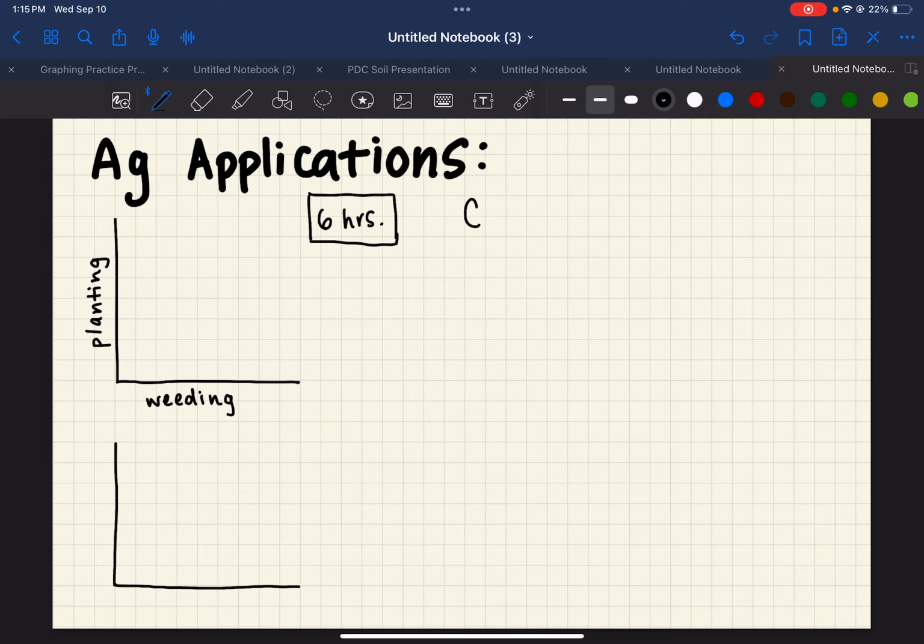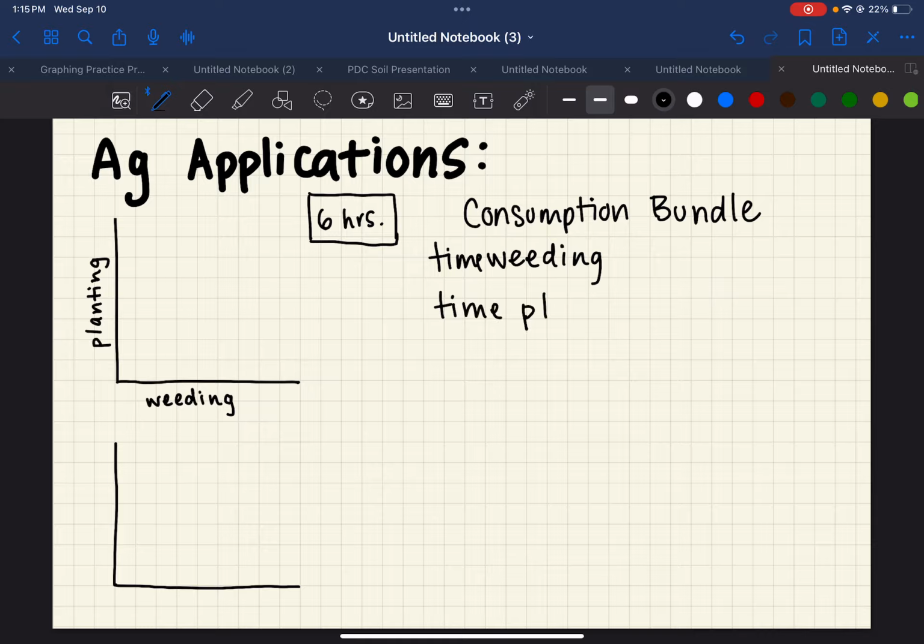Well, let's think about our consumption bundle first. Consumption bundle. Remember, that's the bundle of goods that you're talking about. And here we're talking about weeding. So time spent weeding or time spent planting. Those are the two goods that we are talking about.